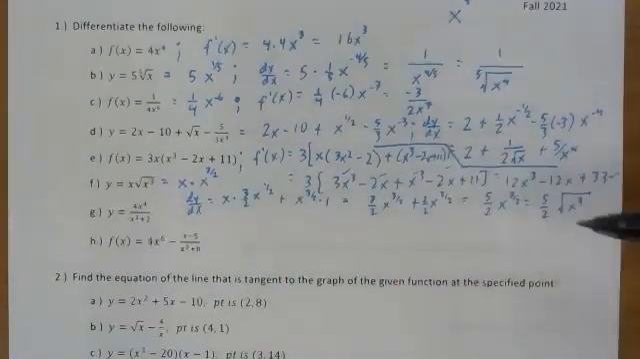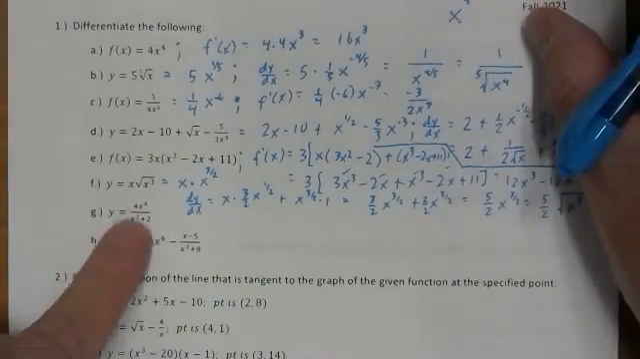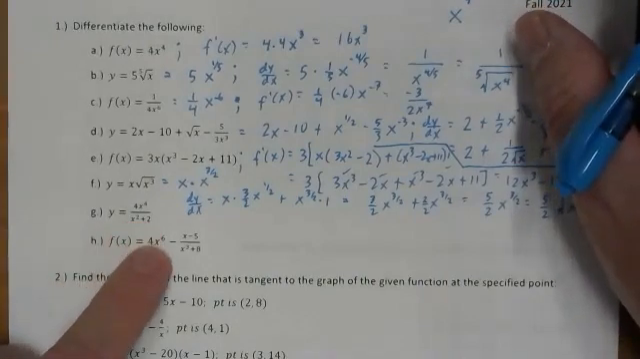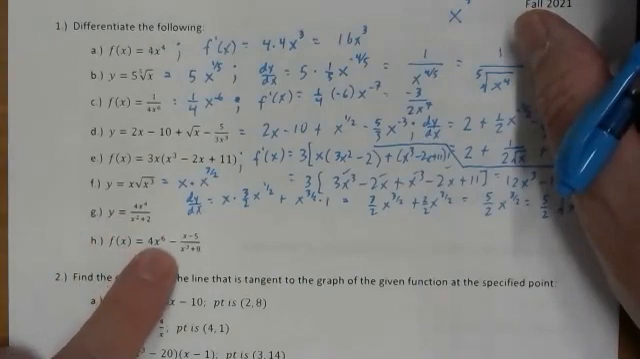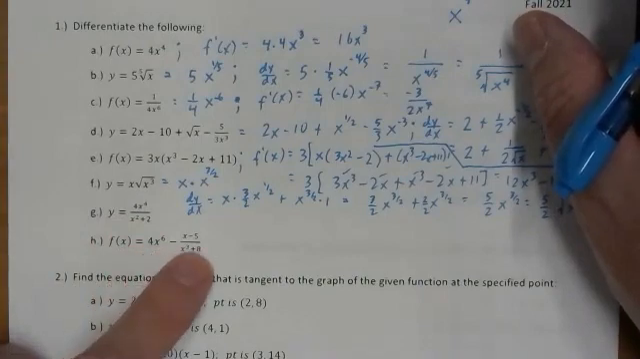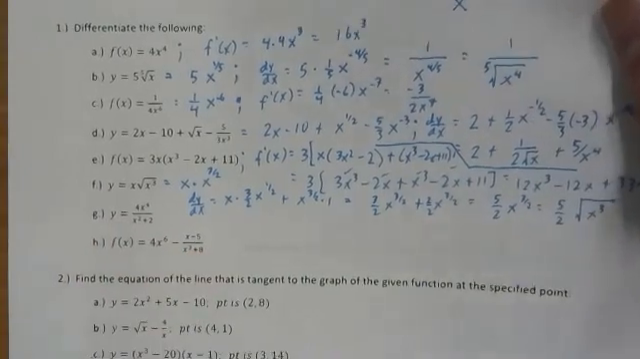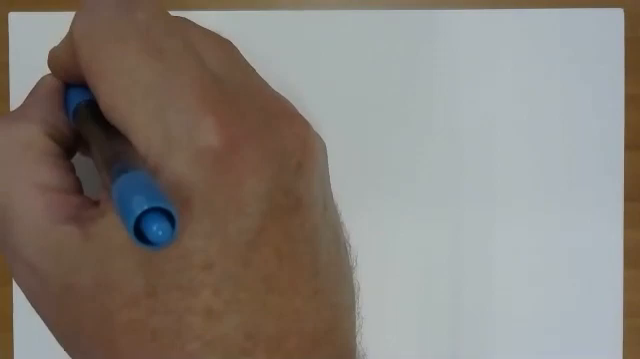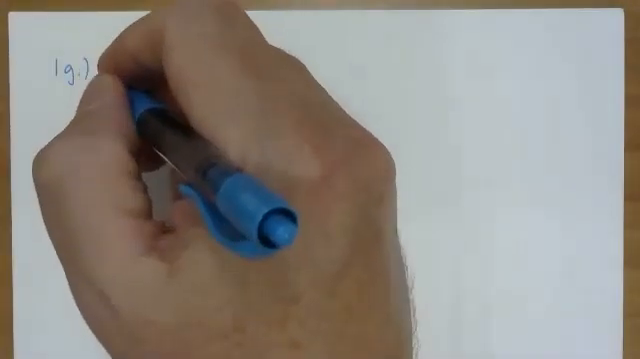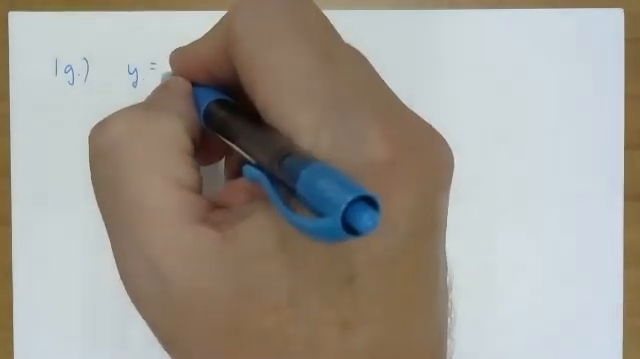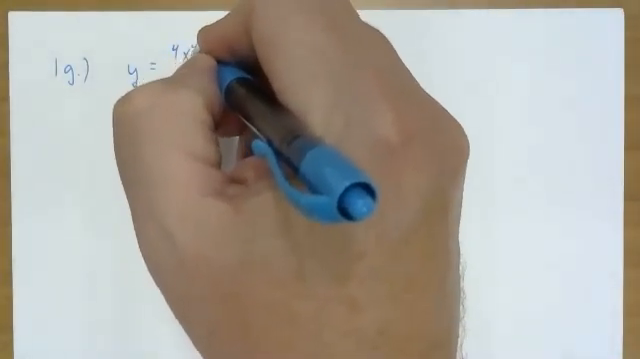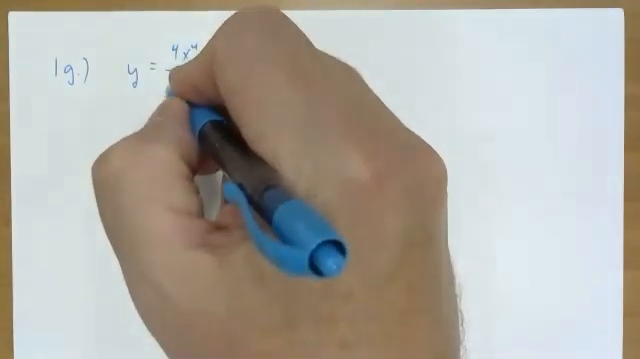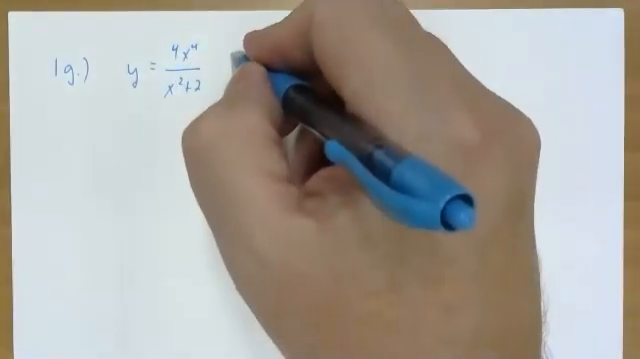All right, G and H, let's go get some separate paper to give ourselves room. Because G, definitely going to do quotient rule. Now H, this first term is just power rule, but the second term is quotient rule. So quotient rules can get messy and can take up lots of room. So here's 1G. Y equals 4x to the 4th over x squared plus 2.